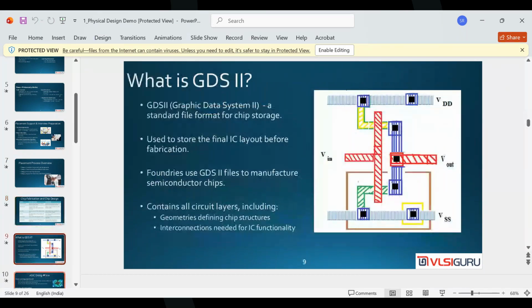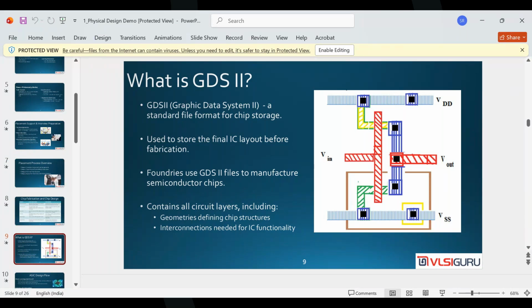Now this is the output of a designer, or design, right? This is not the end product. The end product is what I have told, right? It is that particular chip on the silicon wafer. This is the designer's end product, and the designer's end product is called GDS2. It is a graphic data system.